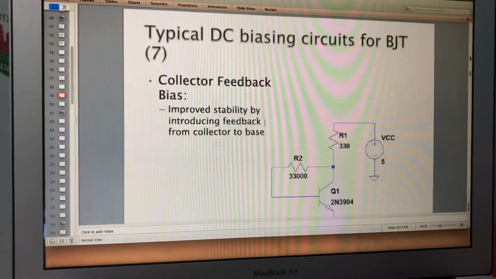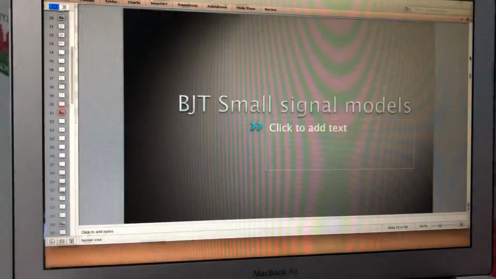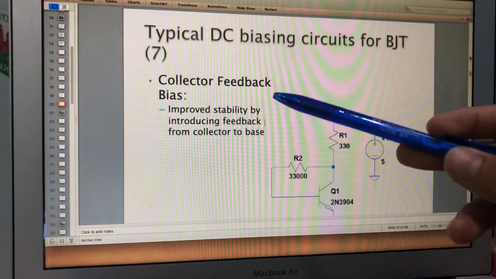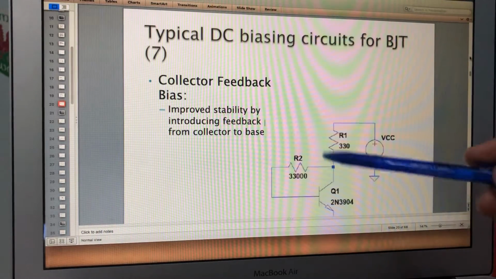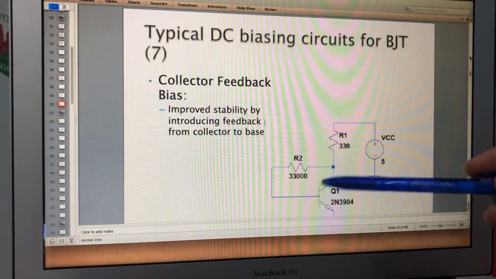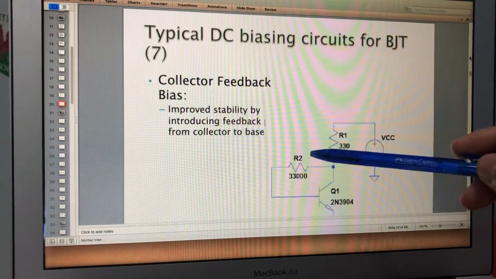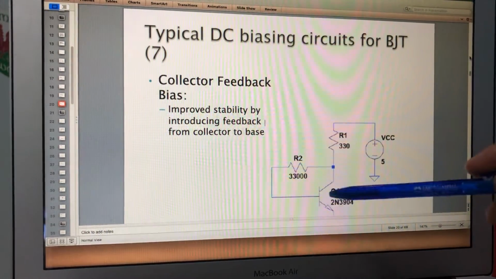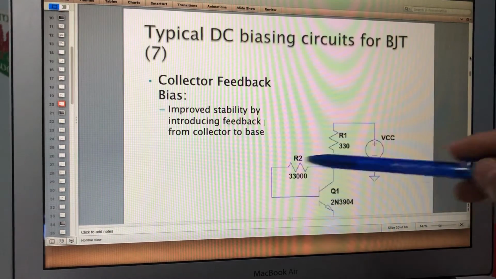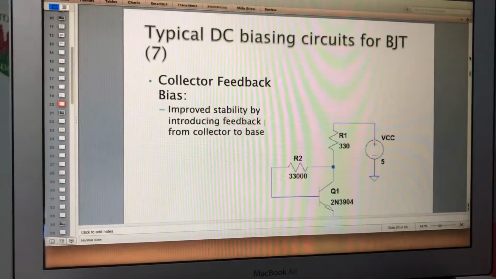Okay, the last one is collector feedback bias, where we have another resistor between collector and base, this R2 here. By having this, it is also to improve stability. This is actually a feedback type. Feedback type. Can you see?